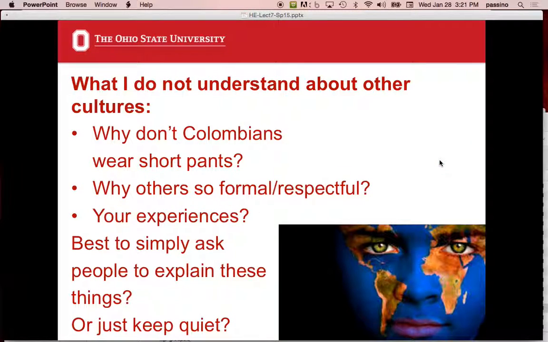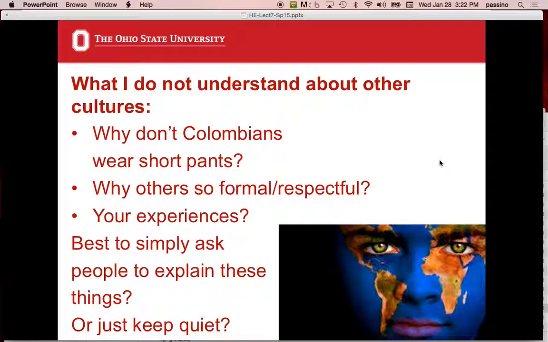So what I do not understand about other cultures, continuing to pick on Issa, why don't Colombians wear short pants? I observed this years ago, and I asked many Colombians, just for kicks. I ask them every time, acting stupid. And you know what? Over half of Colombians kind of say, you know, you're right. It is the tropics here, and we never wear short pants. It's like, I have no idea.